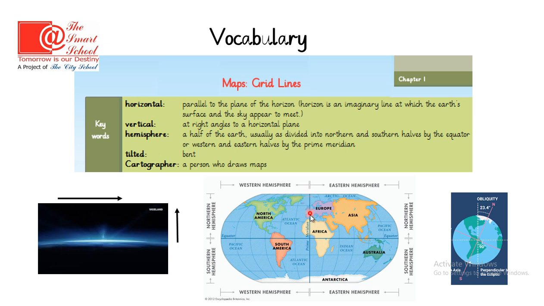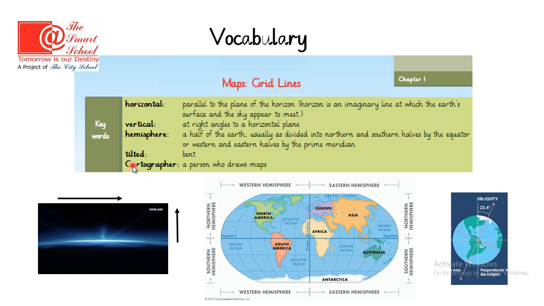Now see this line, this is prime meridian. On right side of the prime meridian, this whole area is eastern hemisphere, and on left of the prime meridian, this whole area is western hemisphere.